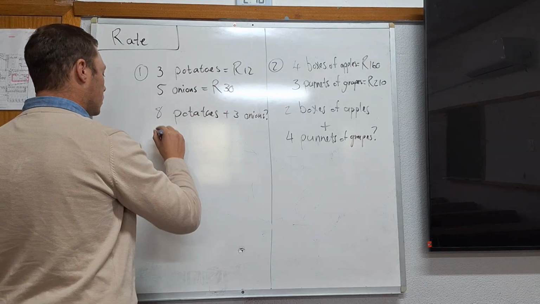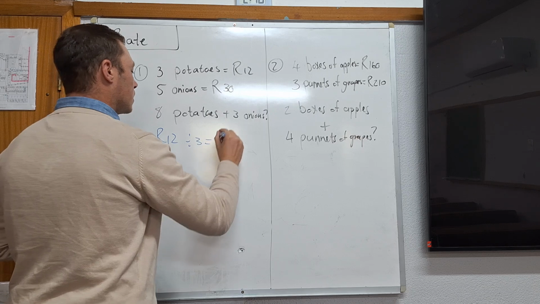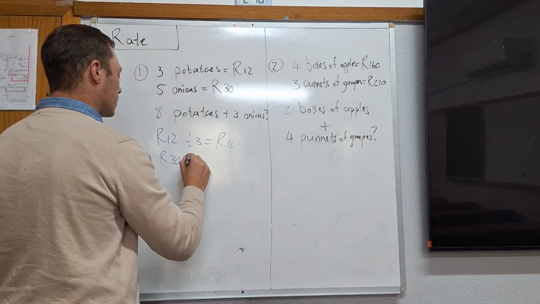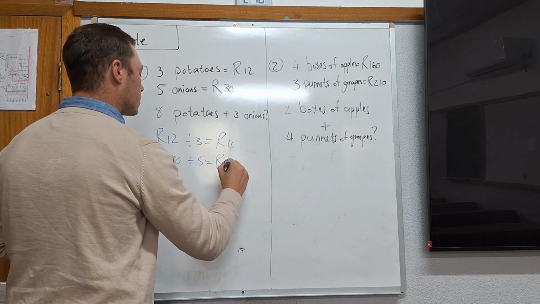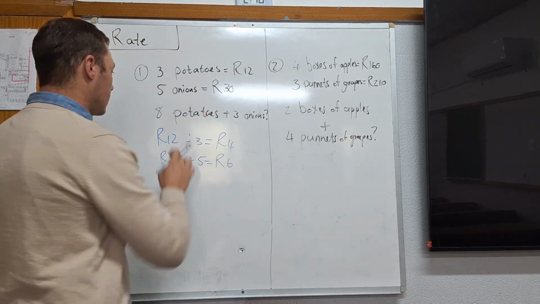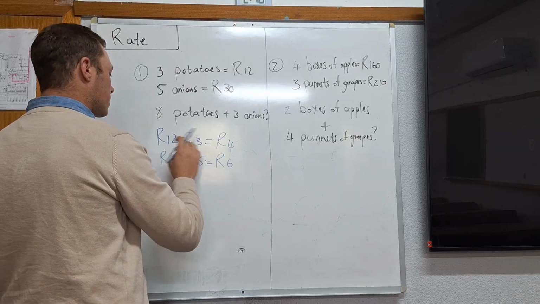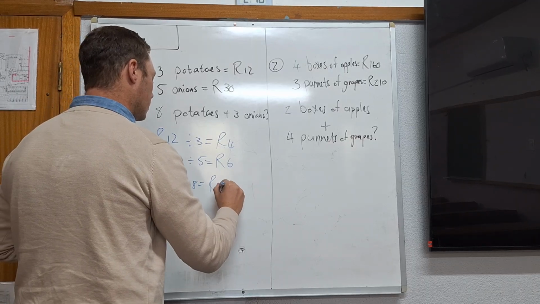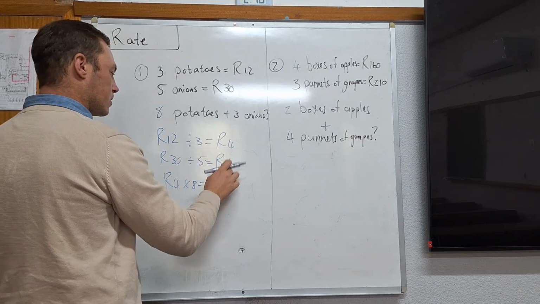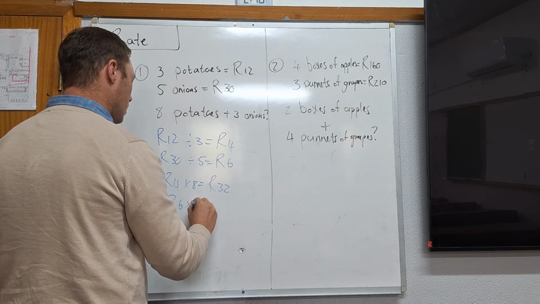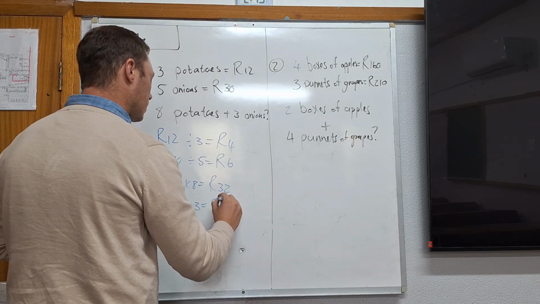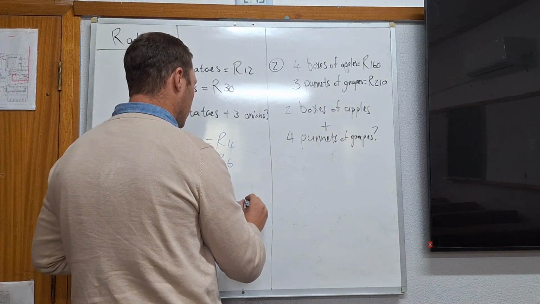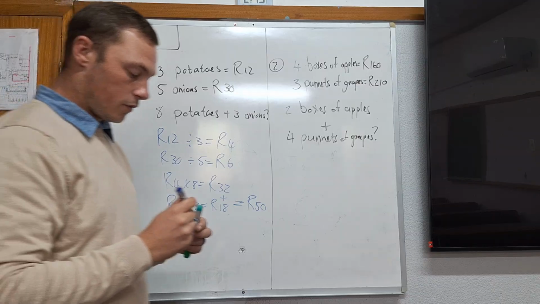So here we're going to say 12 rand divided by 3 equals 4 rand for a potato, and then 30 rand divided by 5 equals 6 rand for an onion. If I need 8 potatoes and 3 onions, I'm going to say 8 times 4 rand, or 4 rand times 8, is 32. I'm going to take 3 onions, 6 rand an onion, 6 times 3, and that's going to be 18 rand. And if I add those two together, I get a final costing of 50 rand for my onions and potatoes for my potjie.